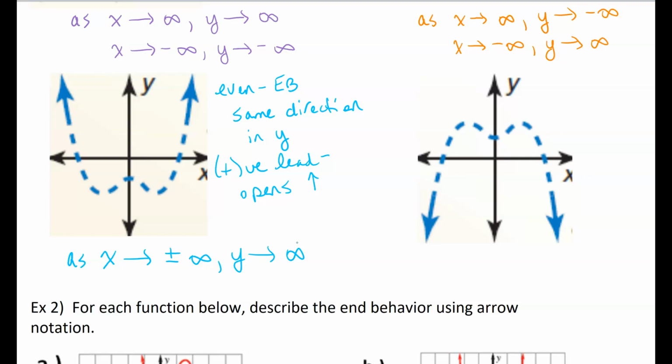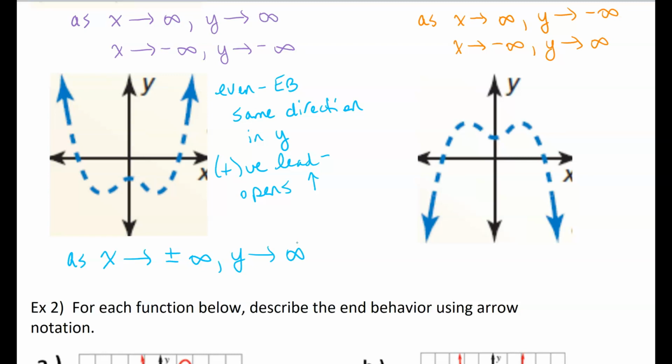Because it's going that way for x, and they're both going positive for both positive and negative. Oh, well, aren't those arrows going negative? No, but they're going in the same direction of y. They're both going to positive infinity. The y's are growing larger. I'm talking about the x's. Yeah, the x's are different, but it doesn't matter.